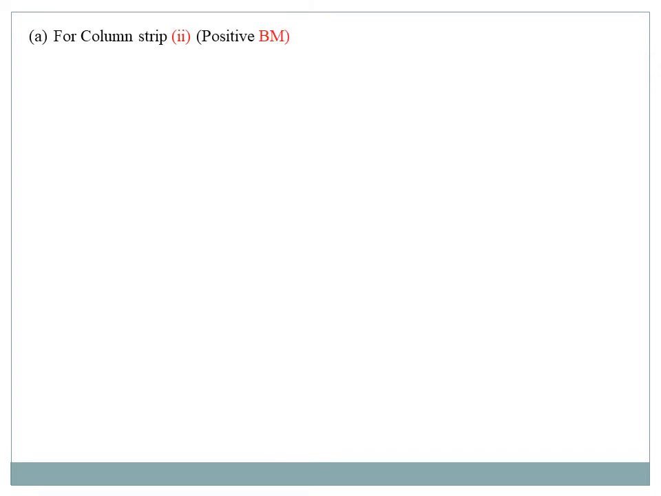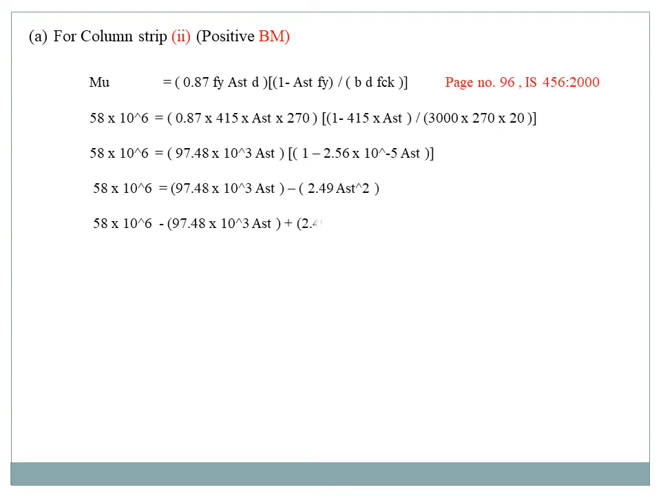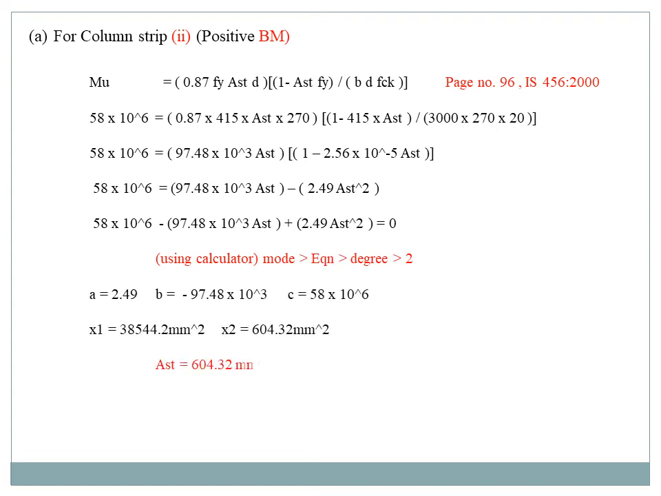Next, column strip positive moment. First we found the negative moment, now we find the positive moment. The same formula, also taken from our code book IS 456. All the steps are the same, only one value changes here, because for the column strip we take the maximum positive bending moment value. In the previous step for the column strip we took the negative moment value, and in this step we take the positive bending moment value. So the positive bending moment is 58 kilonewton meter. So apply 58 into 10 power 6. The same steps, only the constant values change.